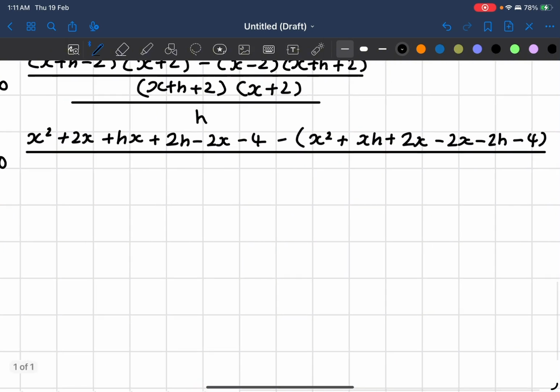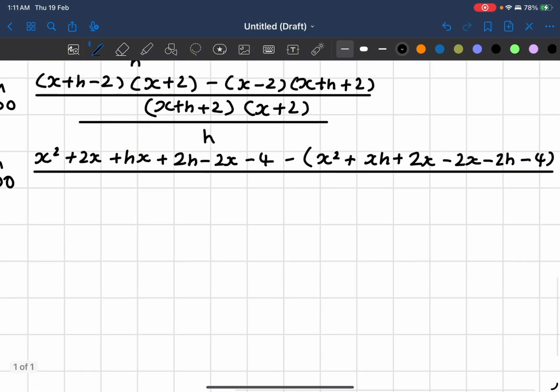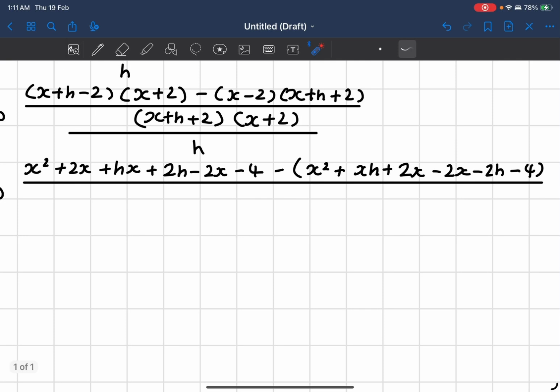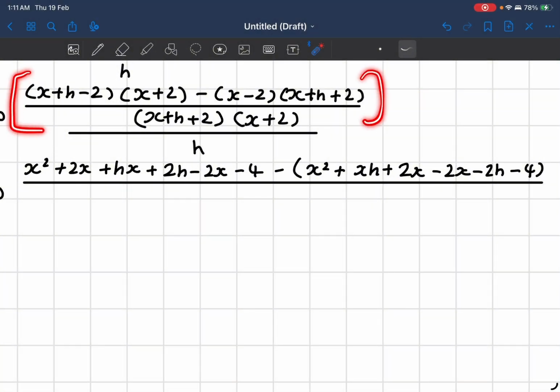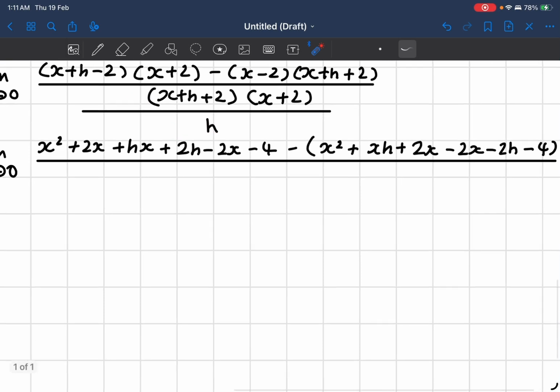And yeah. And then also, since we have the h here as a second denominator, this is the same as multiplying this fraction by 1 over h. So the h can just be moved up here. So we're just going to do that. We're going to write h, x plus h plus 2, x plus 2.